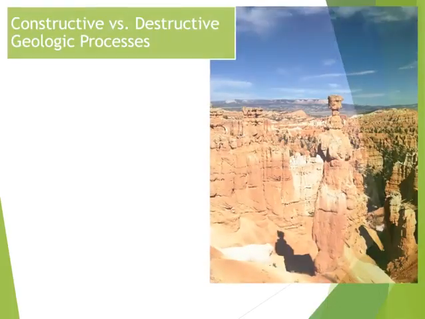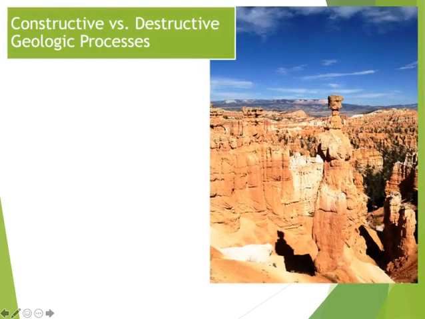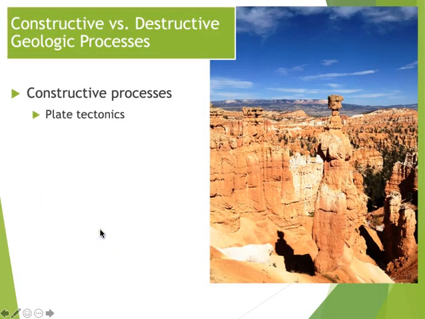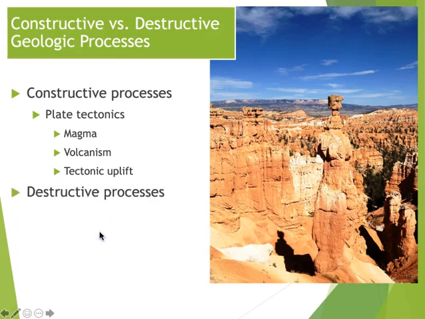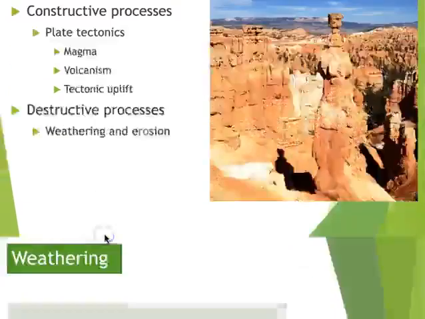Up to this point, the evolution of the Joshua Tree landscape has been described in terms of constructive geologic processes. These are driven by Earth's internal heat, which causes plate tectonics and the formation of magma, volcanism, and tectonic uplift, resulting in adding new rock and building up the crust. Working in opposition to constructive processes are destructive geologic processes. These external processes, like weathering and erosion, operate on Earth's surface to wear down and shape landforms.